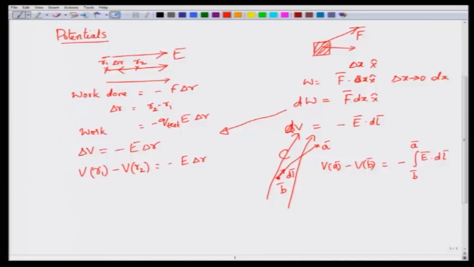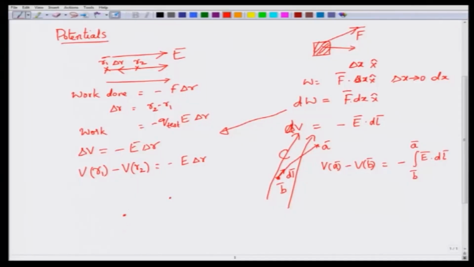Now, there are certain very easy consequences that we can find out. One of the things that has happened over here is that the left hand side is actually a scalar, and for the electrostatic field that we are considering, this line integral or the path integral is completely independent of the path that you have chosen, and it depends only on the endpoints of the path.